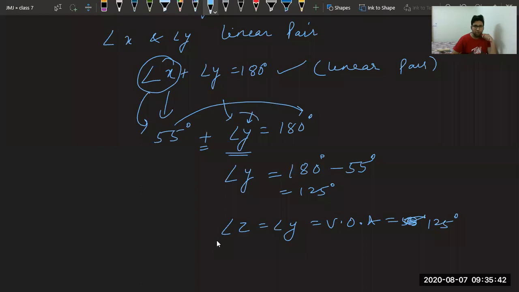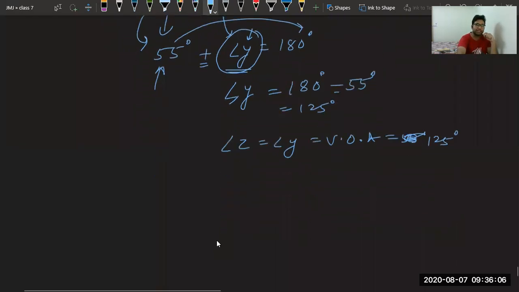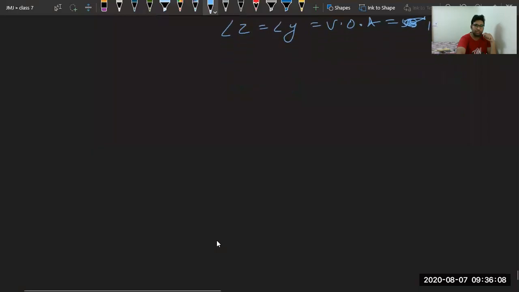To find the unknown, we have learned in chapter number 4, we have to make it alone. To make it alone, we have to take this 55 to the right hand side. Here it is getting added, so on that side, it will get subtracted. I hope now you are able to connect the dots. That is why I told you every chapter is connected with one another.